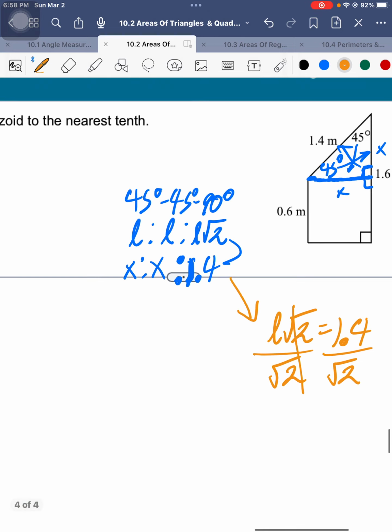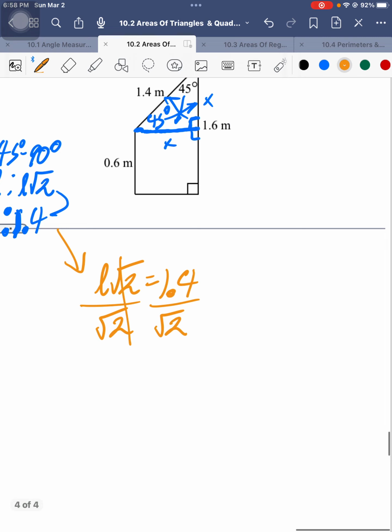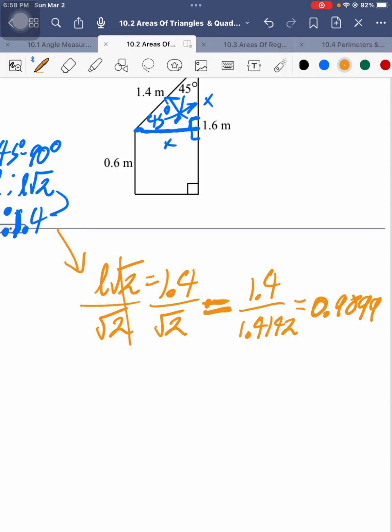Now, because they're asking us to round to the nearest whatever, we don't really have to do this square root of 2, because we're not leaving it in radical form. So let's literally just do 1.4 over, what's the square root of 2? We have to find that out first, right? So square root of 2, I'm going to round to 4 decimal places, so 1.4142. And now this equals 1.4 divided by 1.4142. Remember, I only round at the end.